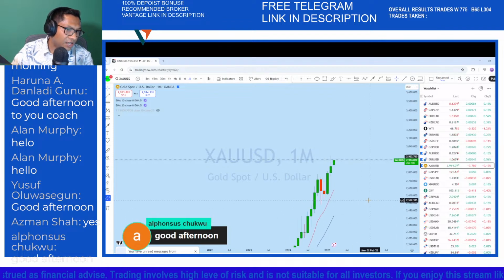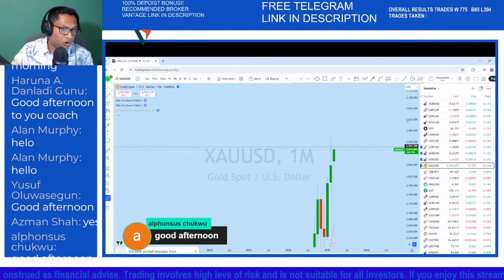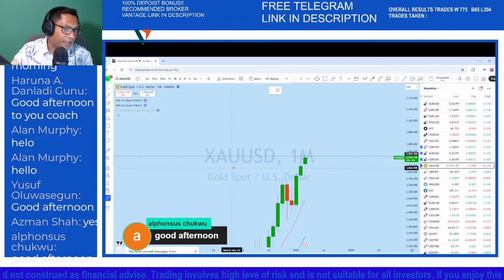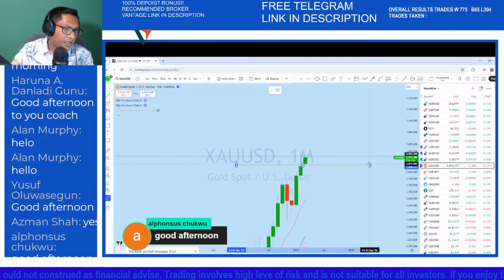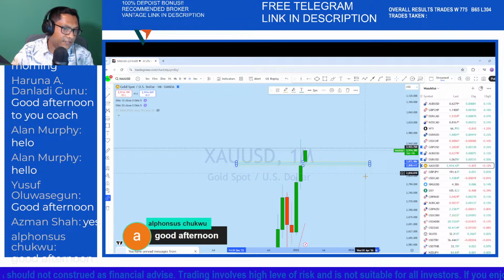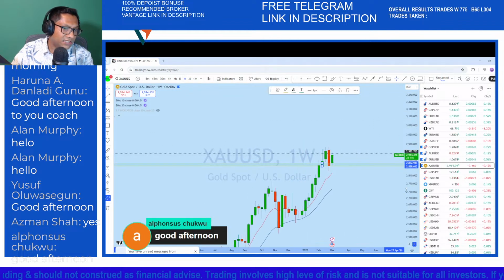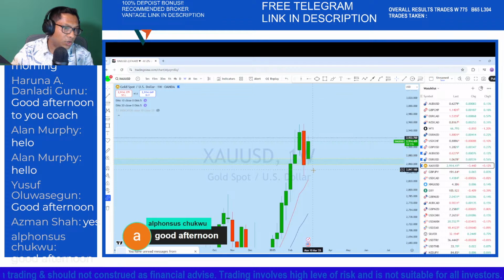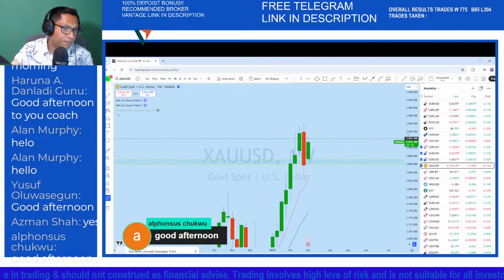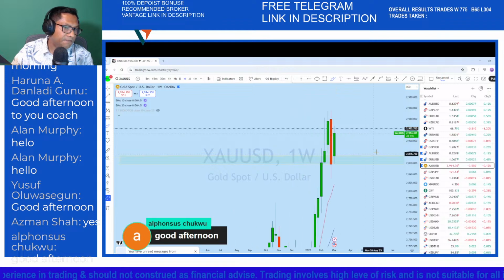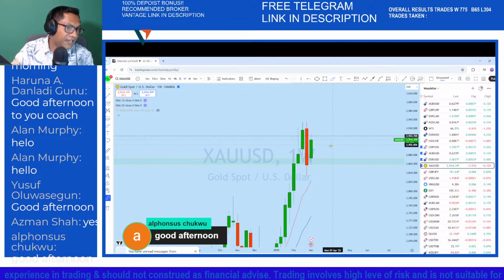Looking at the monthly chart to see the overall picture in this market, we can see there is a monthly gap open here early this week, and with the gap open, the market managed to bounce. Looking at the weekly chart, there is a weekly gap open as well, and from this gap open, the market is slowly having an upside bias from the weekly perspective.